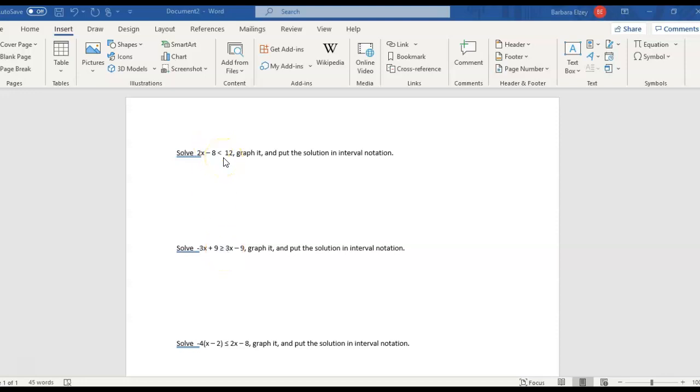All right, to solve it, we're going to solve it like an equation. But there is one rule we have to remember. Whenever we multiply or divide by a negative number, it flips this symbol over. All right, so let's solve this as if this was an equal sign. The first thing we would do if it was an equal sign is we'd add 8 to get our x by itself. So let's add 8 to both sides.